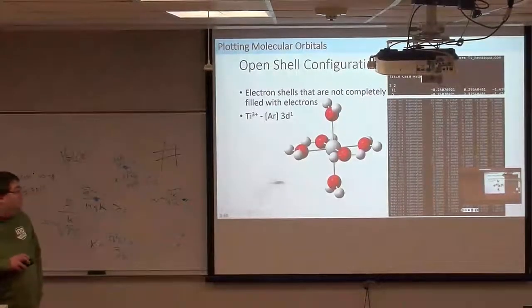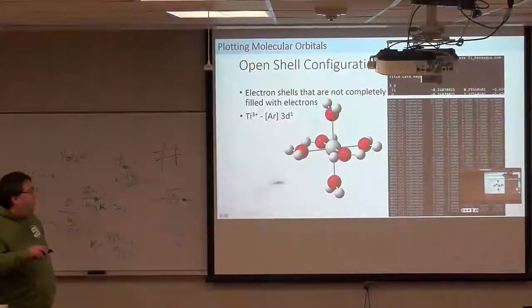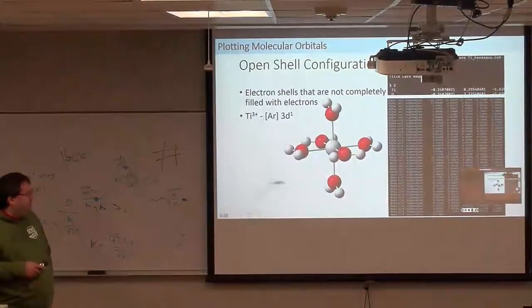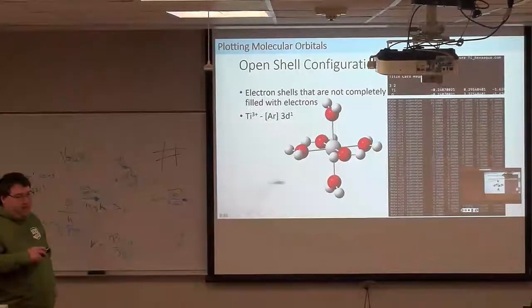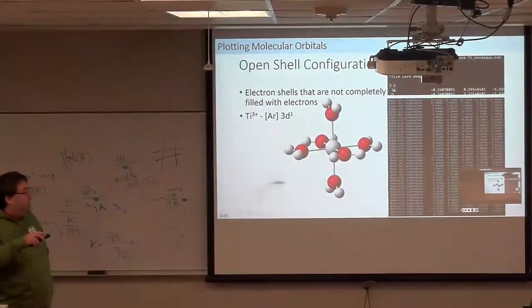So the other thing to look at here is the open shell configuration. That indicates that we have unpaired electrons. I'm using hexaaqua titanium(III) here, which has an electron configuration of argon 3d1. If you go into our input file, you can see that my multiplicity is a doublet here. So that's going to give us our alpha and our beta orbitals.